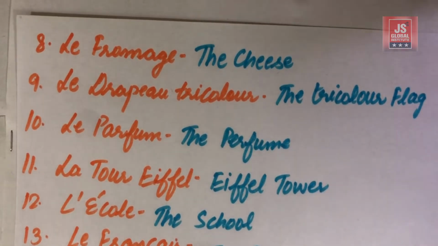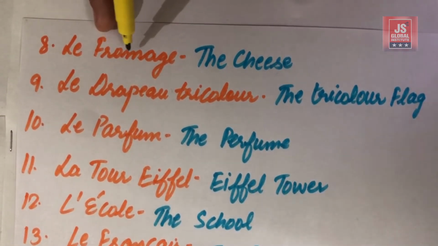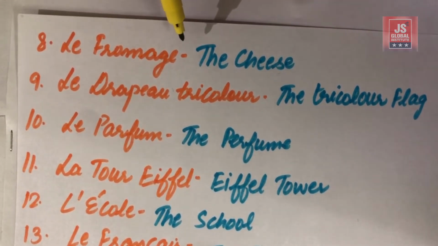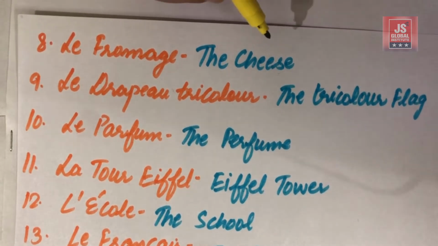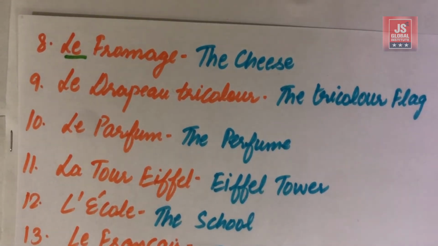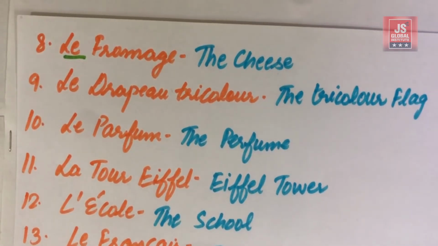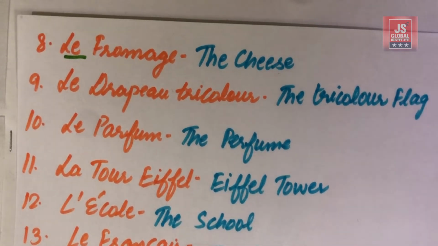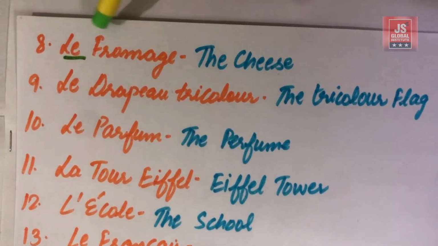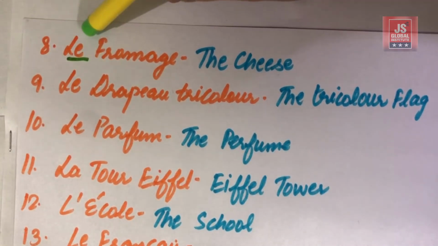Next is fromage. What is the pronunciation? Le fromage. Fromage is basically cheese, and this is something masculine, so we used le. One thing I want to tell you is that in France, people are very fond of eating cheese, and there are different kinds of cheese available in the market. So this is a very important thing for French people. Cheese is known as fromage, and it is masculine, so accordingly le is used.